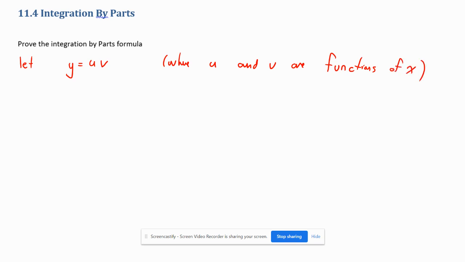So example is like if I had something like this, y equals u times v, like this would be my u here and this would be my v over here. So u and v are both going to be functions of x. But here's what we're going to do.